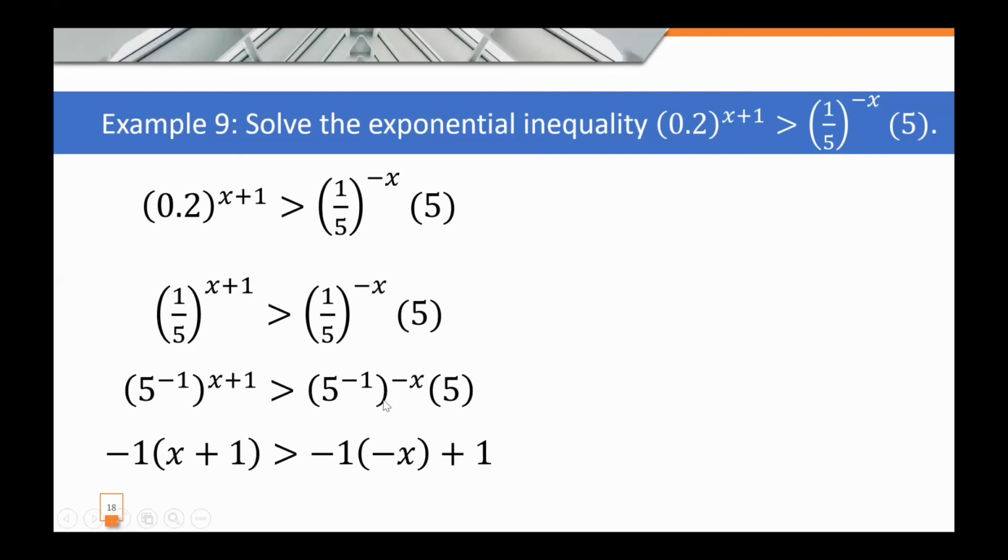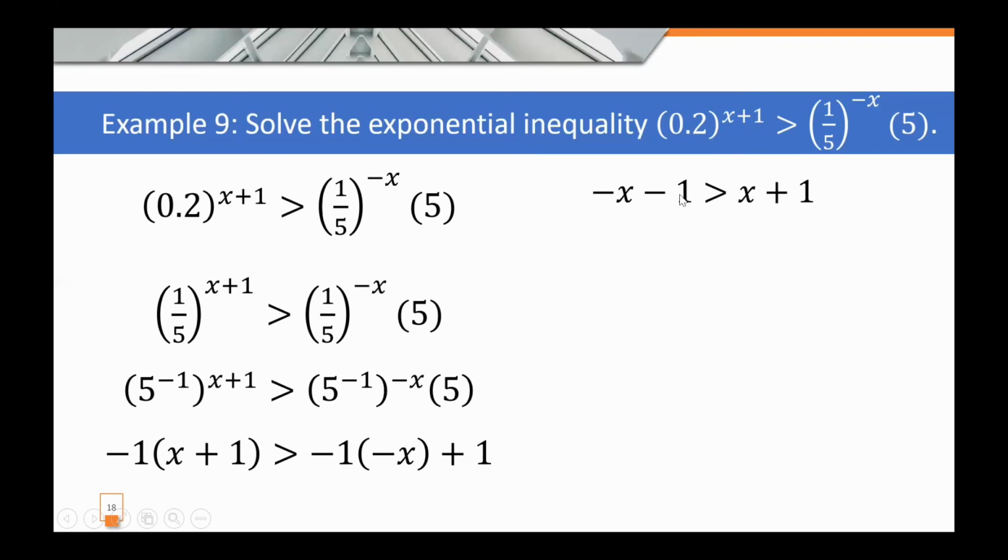That is negative 1 times negative x. Since na ang operation nitong first term at itong another term is multiplication, you have to add the exponents of these two. Negative 1 times negative x, you are going to add this to the exponent of 5. And on the left side, we have negative 1 multiplied to x plus 1. Simplify. Negative 1 times x is negative x. Negative 1 times 1 is negative 1. Greater than negative 1 times negative x is positive x plus 1.